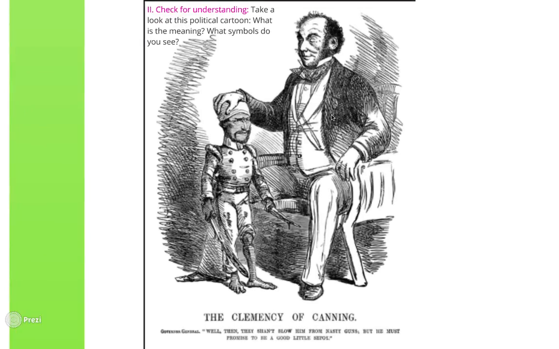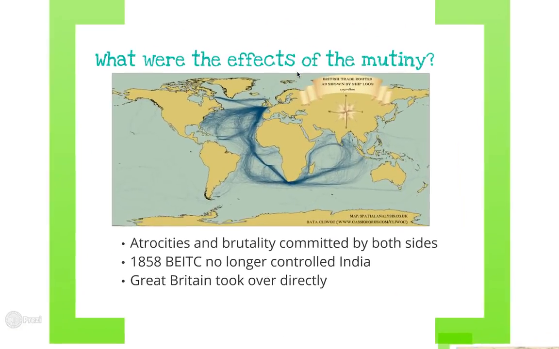Now, here's your second check for understanding. I want you to take a look at this political cartoon. What is the meaning? What symbols do you see? And so when you take a look, it says the clemency of Canning, and at the bottom it says, well then, they shan't slow him from nasty guns, but he must promise to be a good little sepoy. So I want you to think about this representation of this sepoy and this European here in the political cartoon. Take some time, tell me what symbols you see and what you think the meaning is.